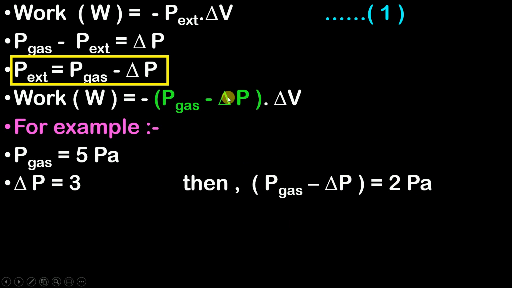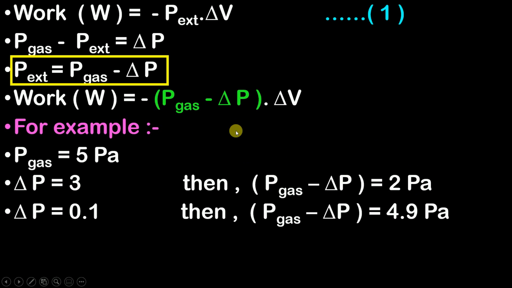Now let us take another example where the difference between both of them is 0.1 pascal. So here the difference between the external pressure and the pressure of the gas is less, and since the difference is less, you can clearly see we are getting the value of this green bracket as 4.9. So obviously when you multiply 4.9 with delta V, you will get a greater magnitude of work.